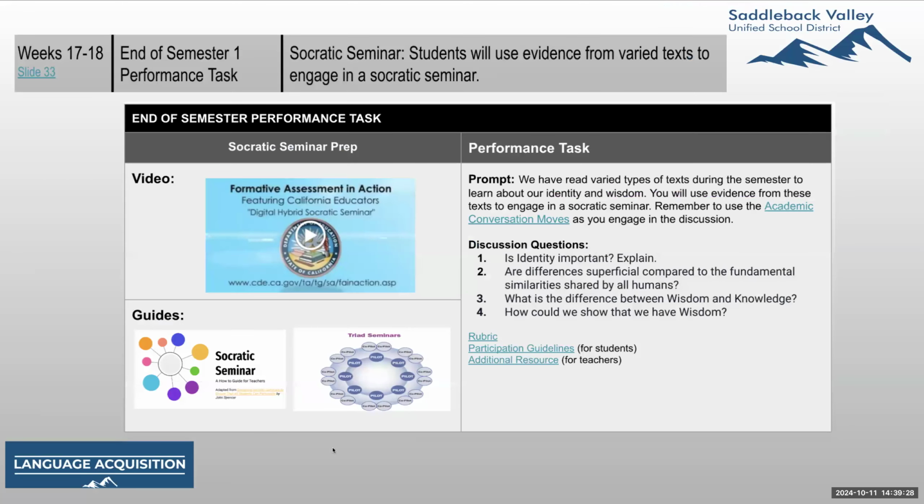For planning purposes and looking ahead to December, in slide 33 of the teacher guide, you will find everything you need to prep for, teach, and assess the end of semester performance task. This counts as the final for the course before we head out for winter break. We encourage you to take some time to review this information.